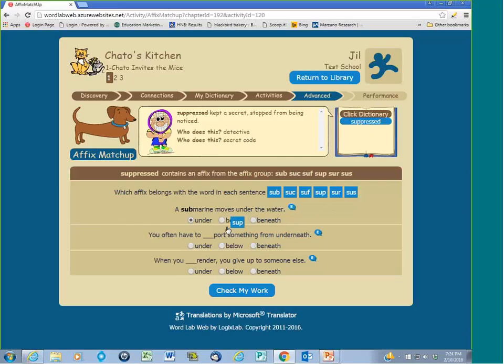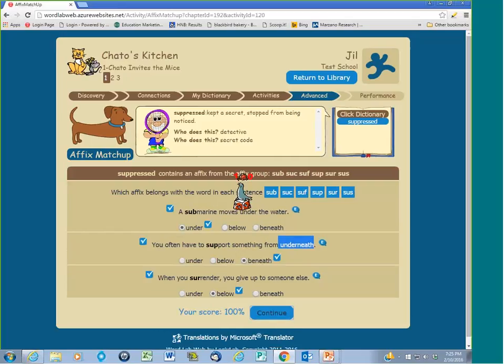You often have to support something. Support wouldn't work, I know that. From underneath, I'm going to choose beneath because underneath makes me think of that. You'll notice there'll be clues in the sentences here. When you surrender, you give up to someone. I don't see a really good clue, so I'm going to have to use my own thinking a little more independently here. Let's say you go below someone when you surrender or give up to someone.